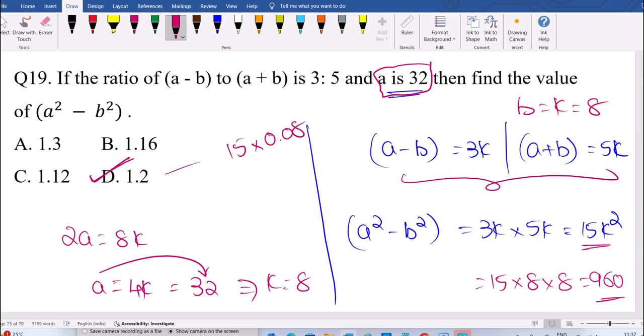A is 32. 32 square minus 8 square. It's an integer. 32 square is 1024, 8 square is 64, 1024 minus 64 is 960. It's an integer, not a decimal value. You solve in any way, you will get an integer value, but among options, the best suitable is a 15 multiple. 15 means 3 multiple. The only answer divisible by 3 is 1.2, sum of digits divisible by 3, 1.2 only.